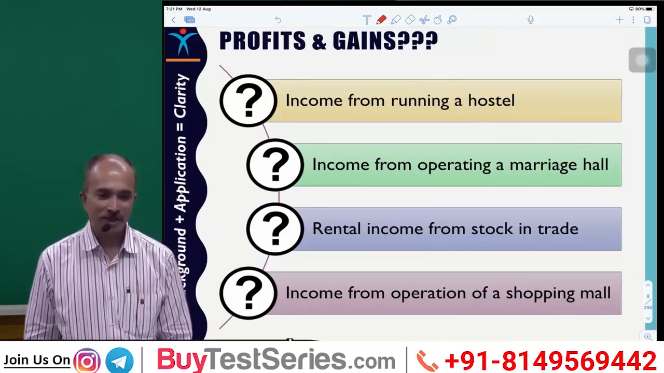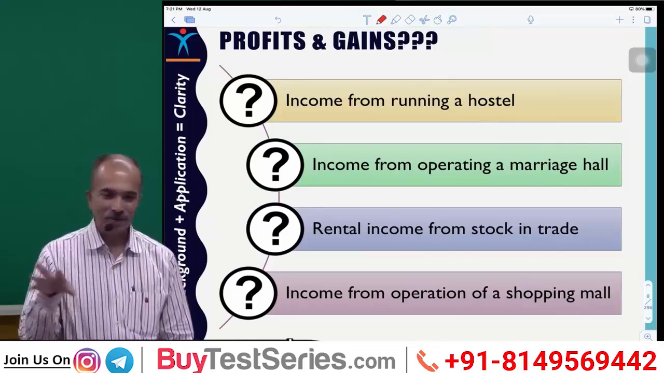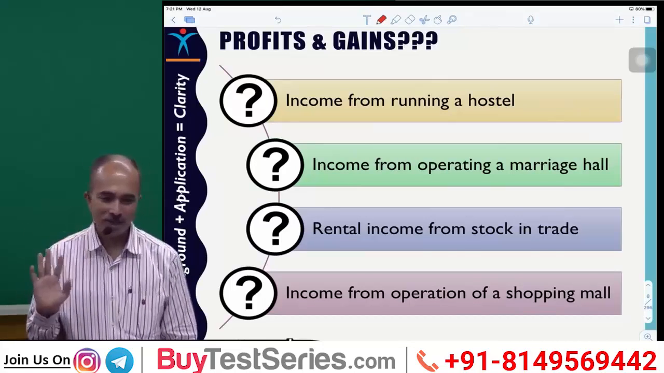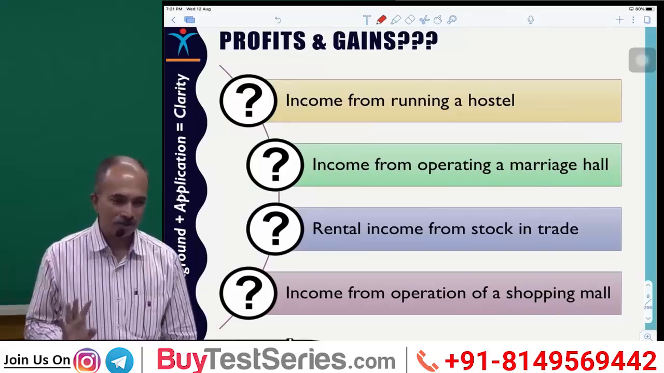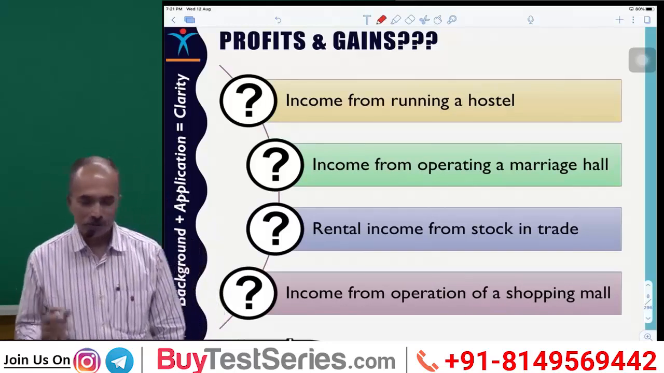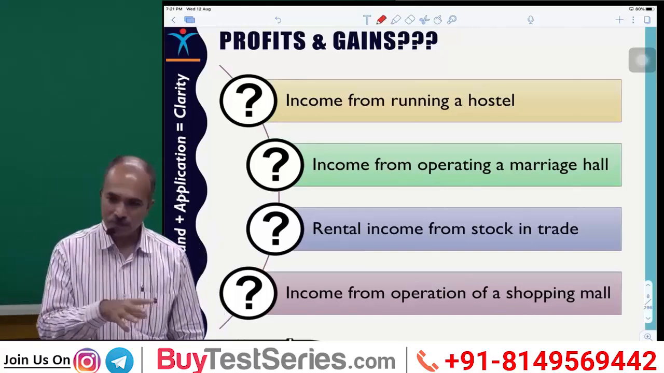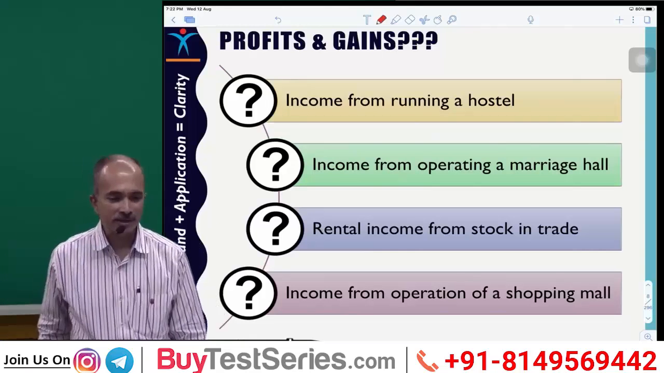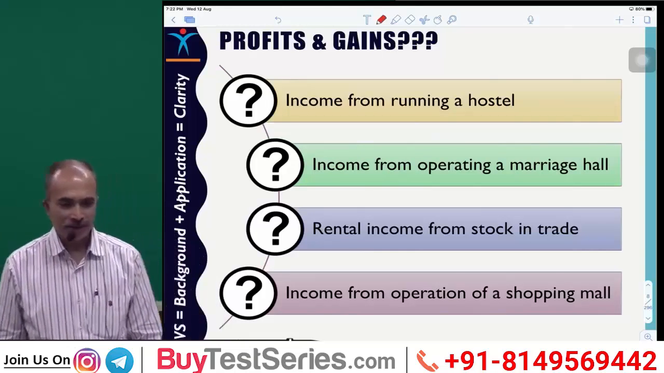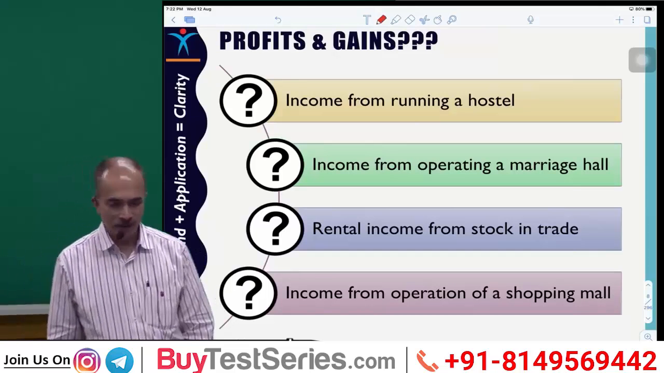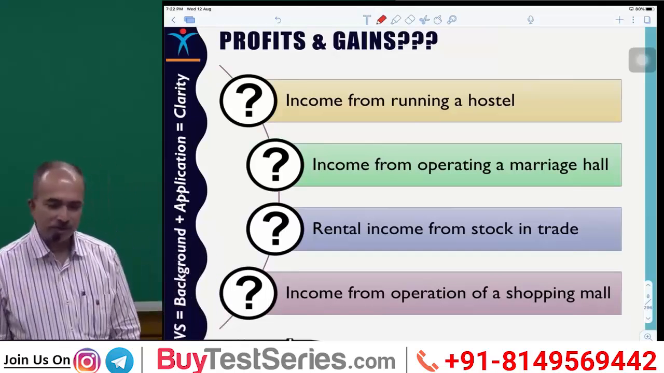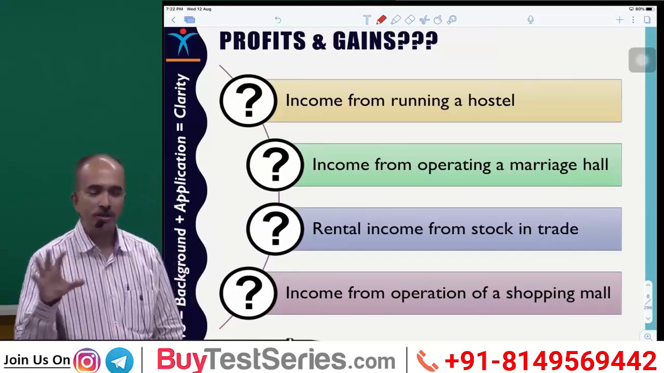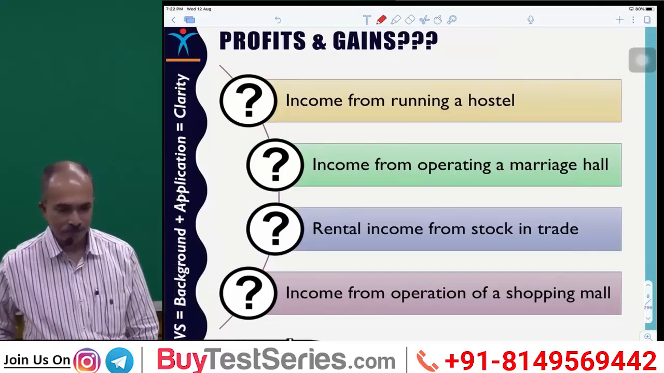Again, letting out of a marriage hall is not simply that this is a ground or this is a hall, and you are given it for 2 days to play kabaddi here and leave. It is not like that. They will provide you the electricity, the furniture, decoration, etc. and so many other amenities along with the hall, so that you can conduct the event out there, right? Therefore, this falls under business profession, not under house property again.